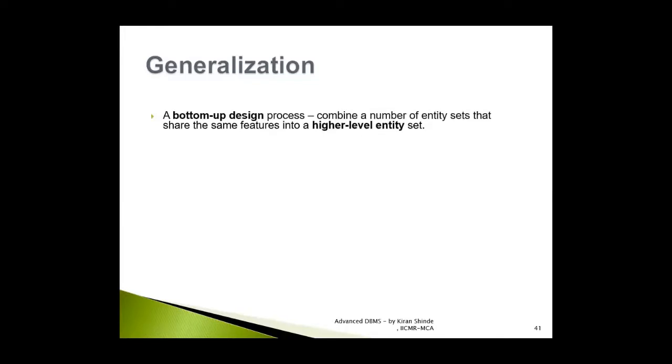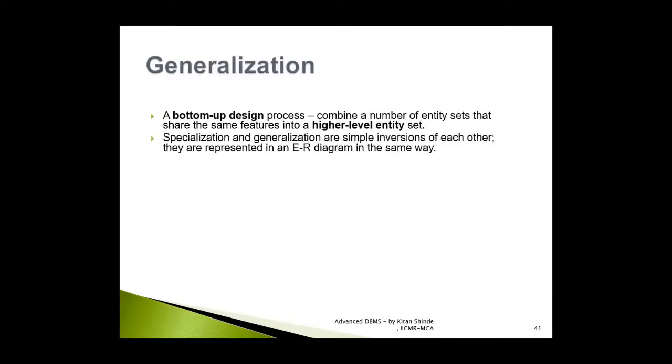A bottom-up design process combines a number of entity sets that share the same features into a higher level entity set. In this, first of all, we think upon the lower level entity sets, right? And then after observing the attributes of the lower level entity sets, we understand that there are some common features of all these lower level entity sets which can be combined in a higher level entity set. So here we are thinking from the bottom up, and this is called the generalization feature.